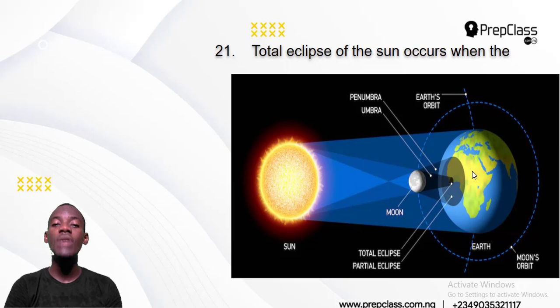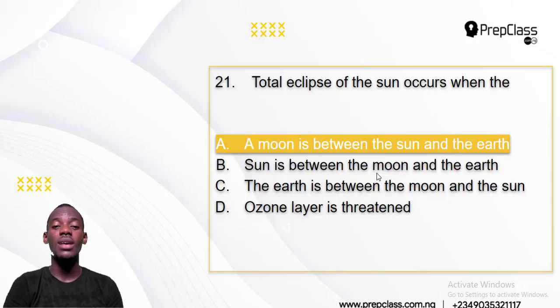However, there's something called lunar eclipse or eclipse of the moon, and that happens when the earth is between the sun and the moon, and that is when the earth is in the middle. But when the moon is in the middle, it is called eclipse of the sun, and that is the answer to number 21. So a moon is between the sun and the earth, and that is called the eclipse of the sun or the solar eclipse.